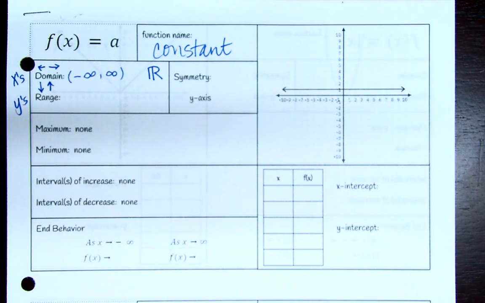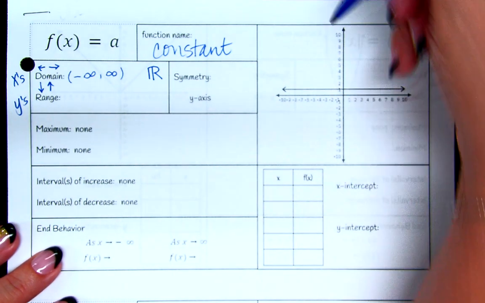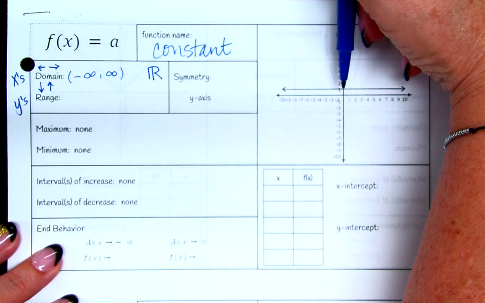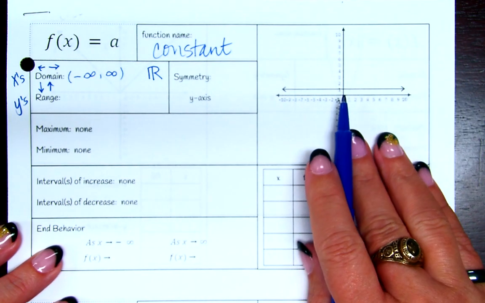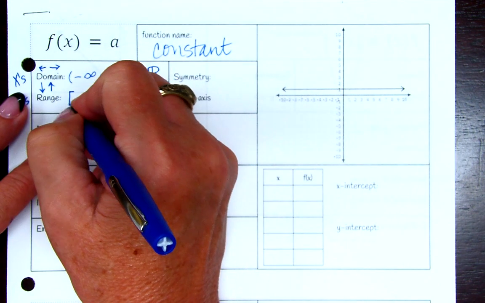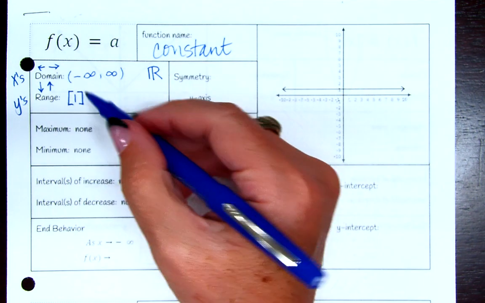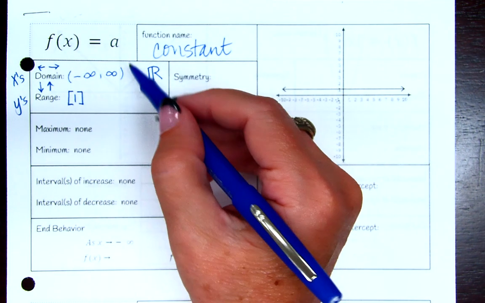So how far down does this horizontal line go? To 1, right? How far up does it go? Oh, also to 1. So it's just 1. That's the only range value that's allowed, right? Notice that I put it in brackets. I didn't put it in parentheses.